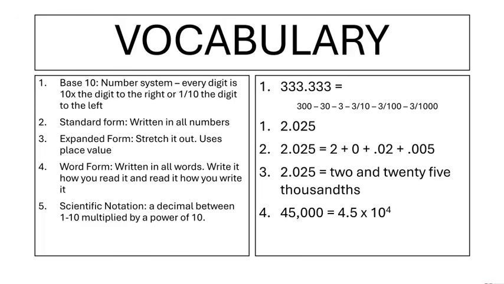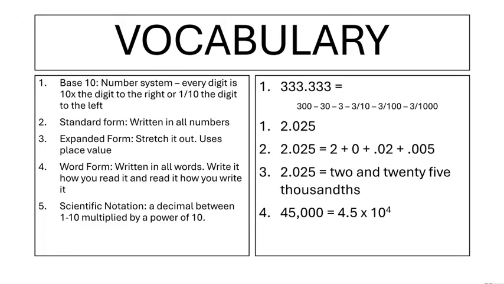These are the vocabulary words for writing numbers. You can copy this down exactly how you see it in 2 columns. Make sure you have the title vocabulary and a line underneath the last word. The left side is the word and definition, and the right side is an example. Number 1 says base 10 number system. Every digit is 10 times the digit to the right or 1/10 the digit to the left.